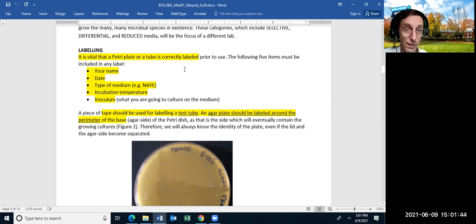Use a piece of tape generally to write on a test tube, and then write on the tape. On the plate, you can write directly on the plate. You should write on the perimeter of the base of the plate, meaning right on the bottom of the plate. The reason why we write on the bottom of the plate is because if the plate gets dropped or some other accident happens and the lid gets removed from the plate, the agar and the bacteria are on the bottom, and so you should always write on the bottom of the plate.